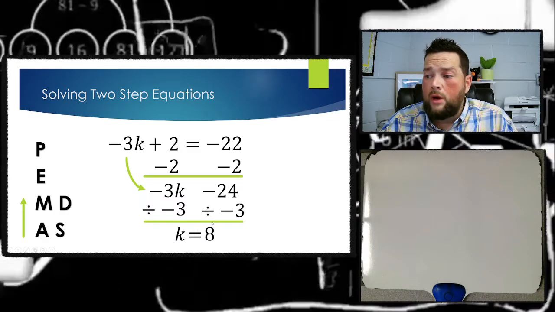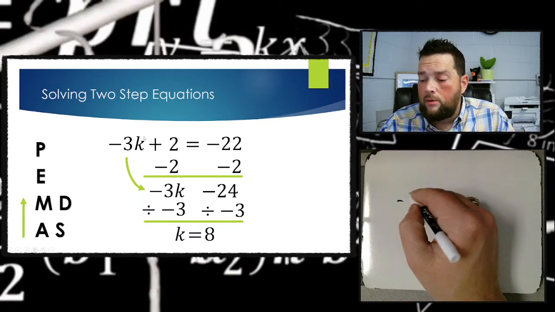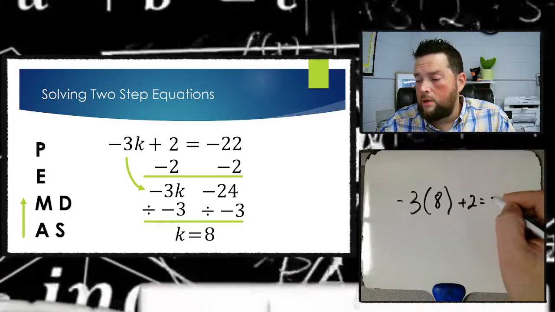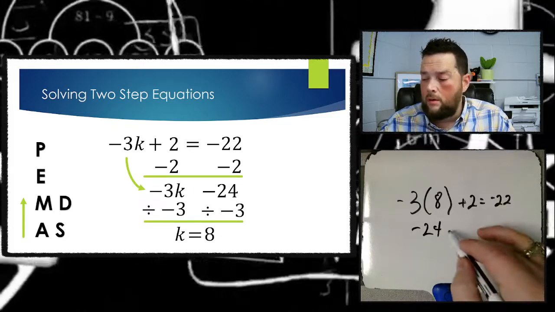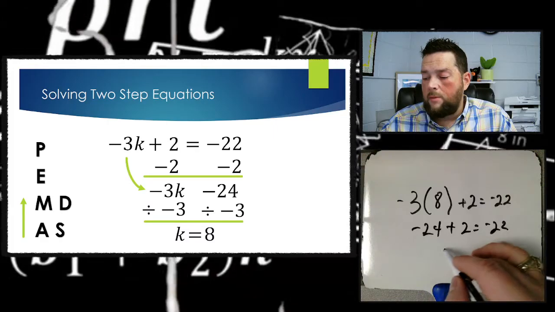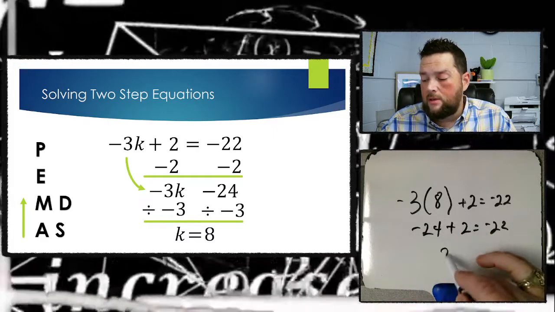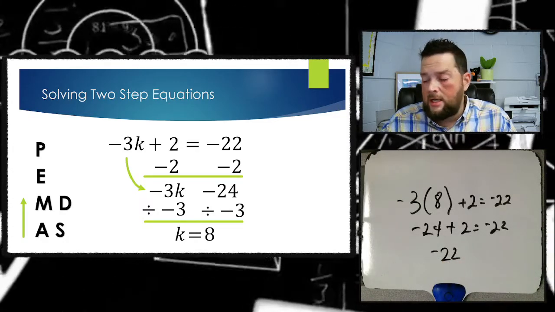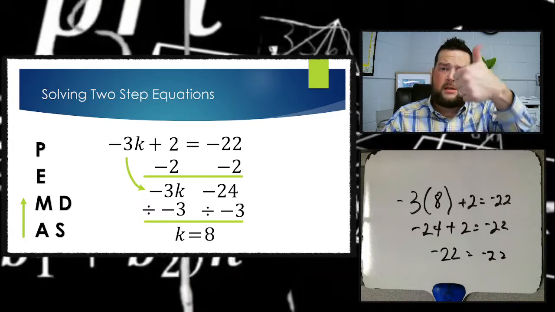And if you will, you can go back and plug that 8 in up here for k. So negative 3 times 8 plus 2 equals negative 22. Do that multiplication, that's negative 24 plus 2. Negative 24 plus positive 2, there's a war between those numbers, so they battle each other. So you're going to subtract because they're not on the same team, and then you're going to keep the sign of the larger team, just like that. And you have negative 22 on both sides, so it works.